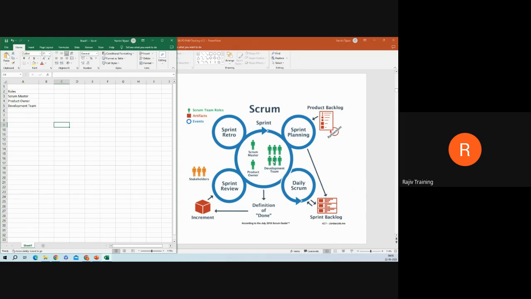Development team includes all the developers and testers who are there for the project. There is no separate role called developer or tester in Agile, so it's all one single development team where all the developers fall into this category. So three roles: Scrum Master, Product Owner, Development team. These are the three roles that are there in Agile, right?